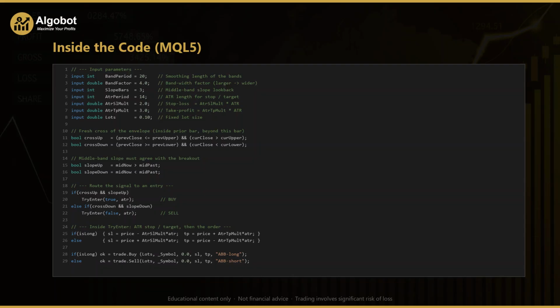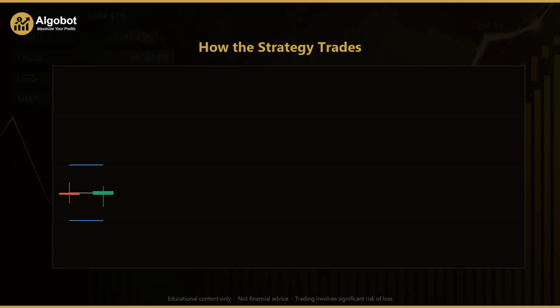Inside try-enter, the stop and target are set from the ATR. For a long, the stop-loss sits at the entry minus the ATR stop multiple times ATR, and the take-profit at the entry plus the ATR take-profit multiple times ATR. For a short, those are flipped. Finally, trade.buy opens the long with that stop and target, and trade.sell opens the short. Two clean, mirrored branches. Now let's bring the strategy to life on a chart.